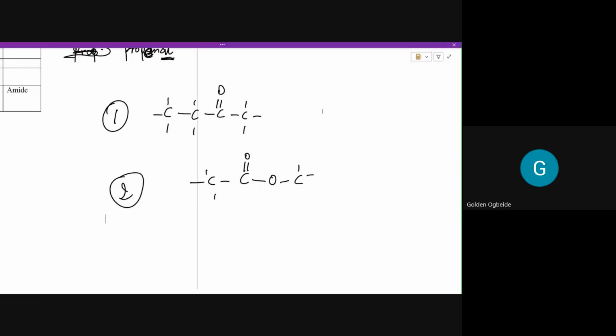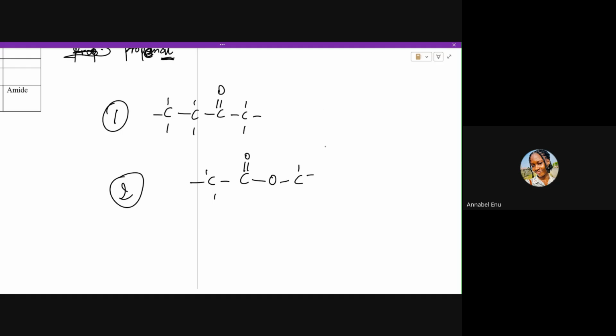The first one is an alkanone. Okay, alkanone, yes. The second one is what? An ester. Okay, so I can see in the chart, Winner said alkanone and Melody said ether. Now there is ether and there is ester.